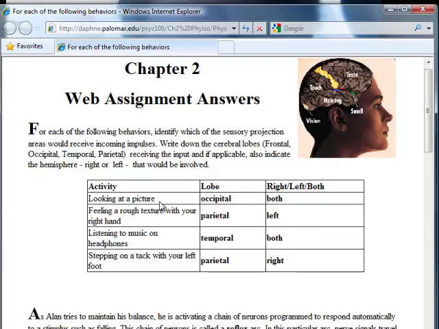So looking at a picture, that's a visual input, so that's going to tell us that it's the occipital lobe, because that processes vision. And then we're looking at it with two eyes, so the left and right visual field is getting to the occipital lobe, so that means both left and right occipital lobes are involved. Feeling a rough texture with your right hand, we know that touch sensations register in the parietal lobe, and since we know that this is the right hand, and we know that the opposite side of the brain controls the opposite side of the body, right hand must make it the left parietal lobe. And listening to music, auditory stimulus, that goes to the temporal lobe, and in this case we're listening to music with both ears, obviously, so that's both left and right temporal lobes.